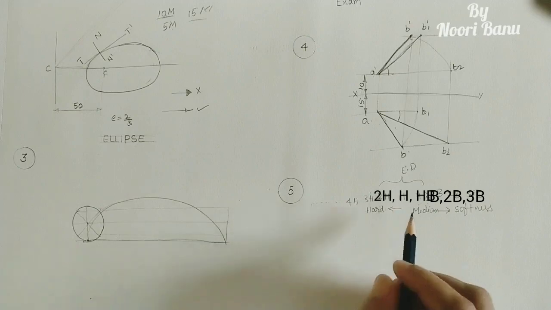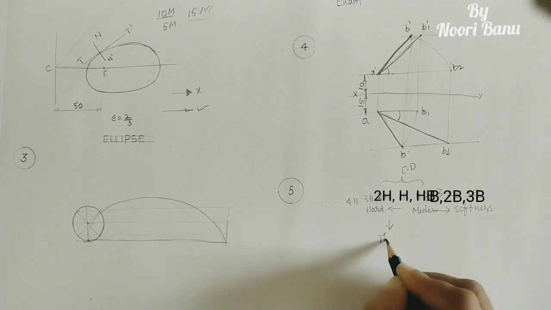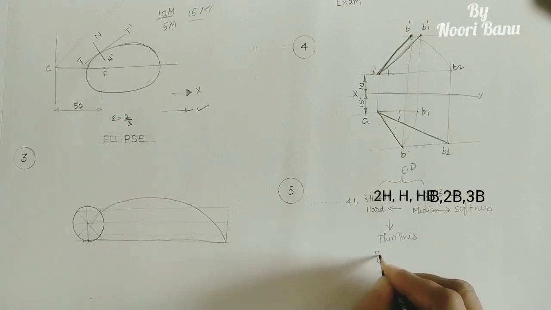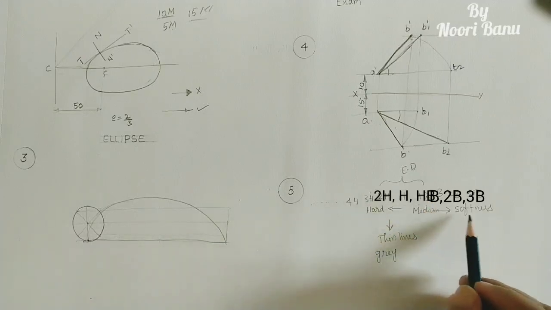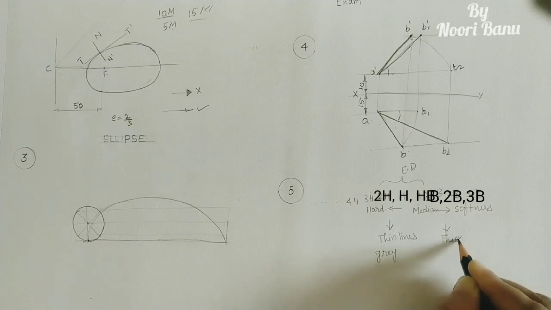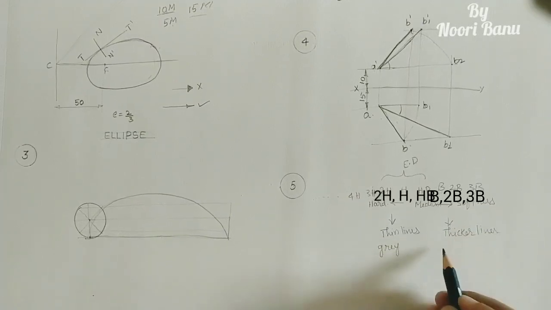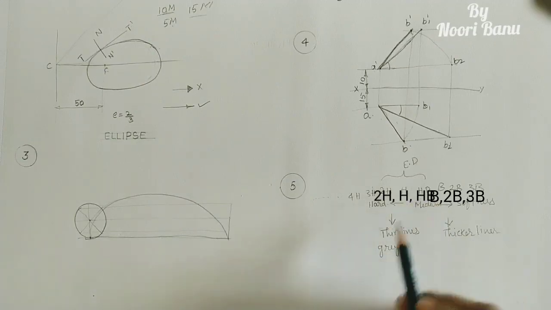We use these hard pencils for doing the thin lines. Always remember, with a hard pencil we get thin lines, and the color is also gray. With these soft pencils we get thicker lines, thick lines, black color. Here HB is a medium.